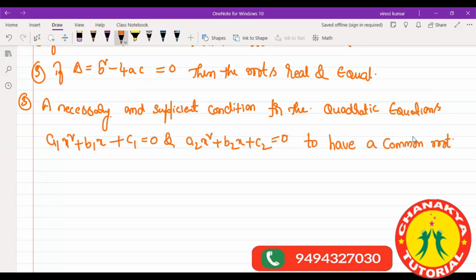When two quadratic equations have one common root, the common root is nothing but c1a2 minus c2a1 divided by a1b2 minus a2b1. This is the formula for getting the common root of those two quadratic equations. If two quadratic equations have a common root, then the root formula is c1a2 minus c2a1 by a1b2 minus a2b1. That's enough.